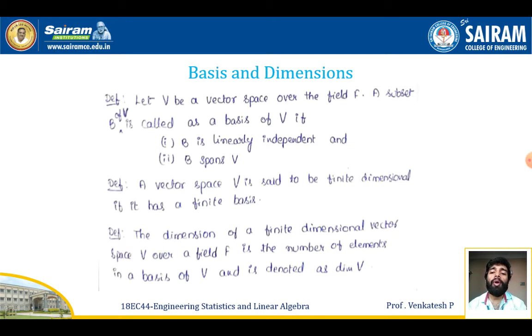Now one more definition: a vector space V is said to be a finite dimensional vector space if it has a finite basis. So if the vector space contains a finite basis, then we call that vector space a finite dimensional vector space. The number of vectors in a basis of a finite dimensional vector space over a field F is called the dimension of the vector space V, and it is denoted by the symbol dim V.